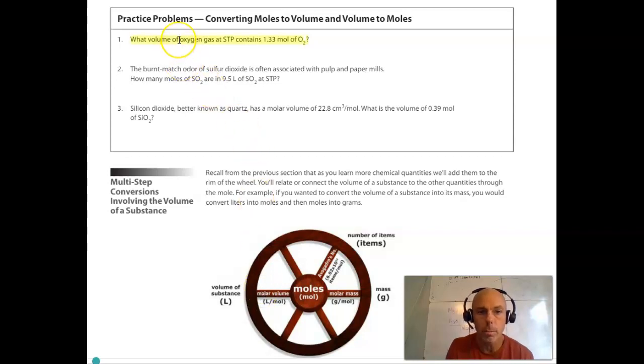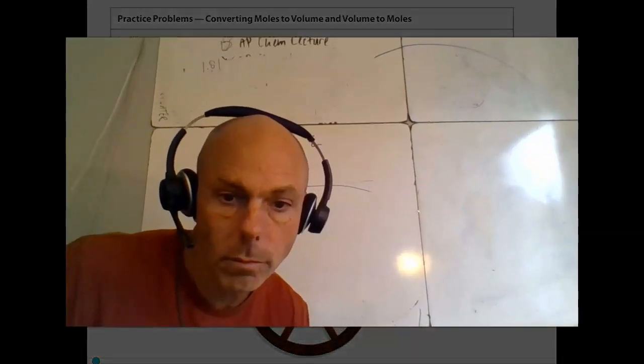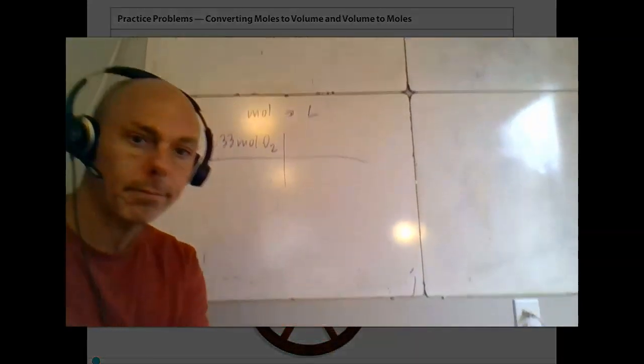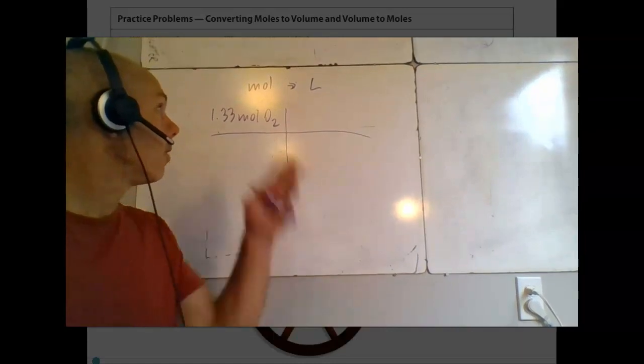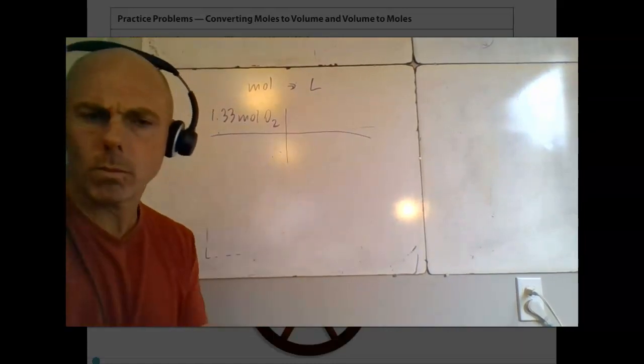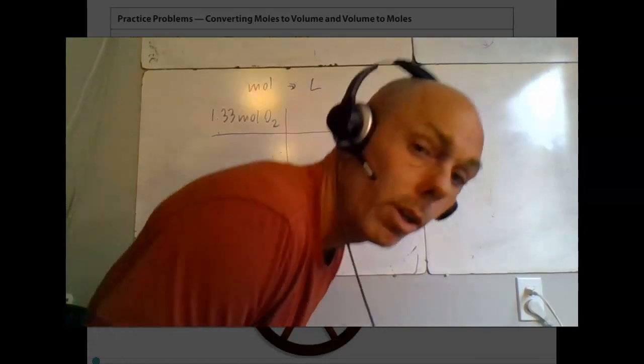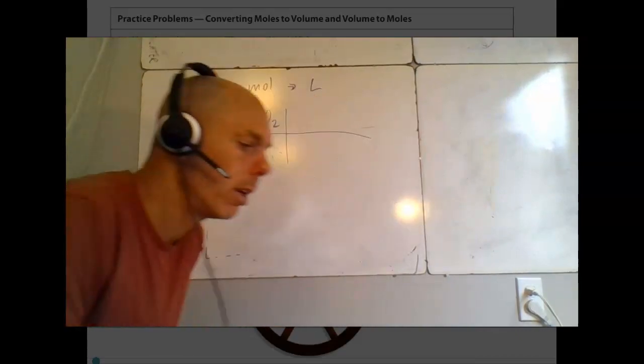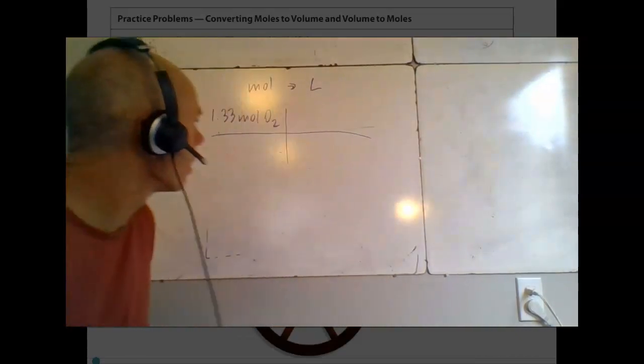So we're now going to go up to practice problem 1 on this page and figure out what volume of oxygen gas at STP contains 1.33 moles of oxygen. All right, so going from moles to volume, and unless we're told otherwise, we assume it's liters that we're going to. We could convert liters to milliliters in the end if we wanted to, but it doesn't ask us.